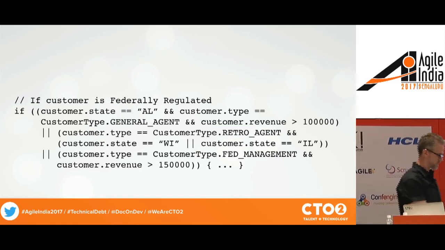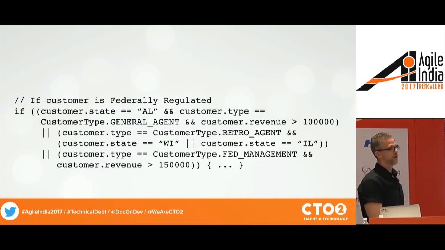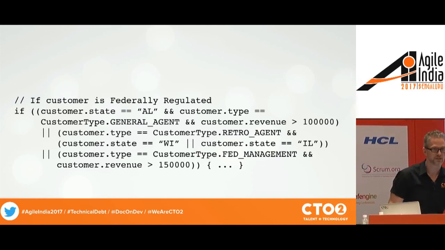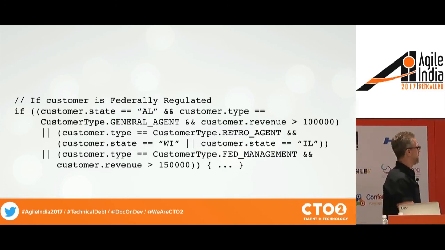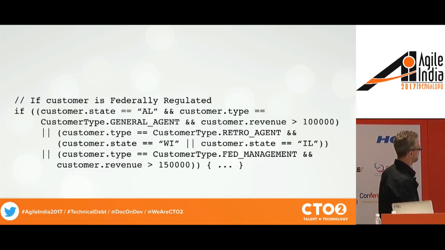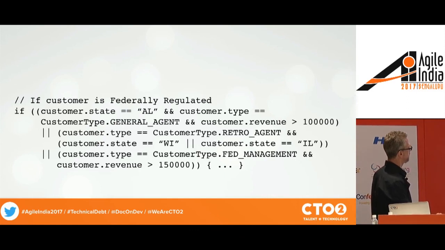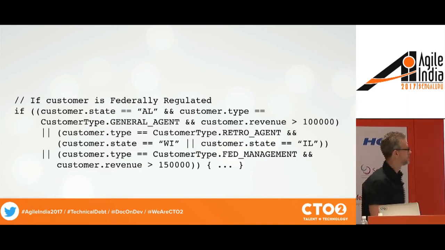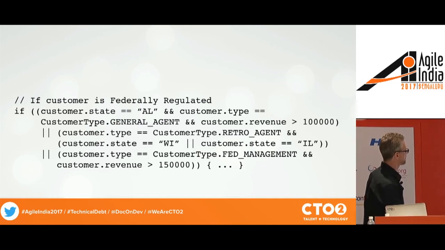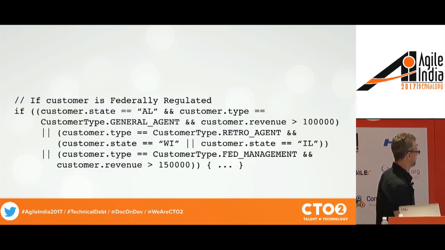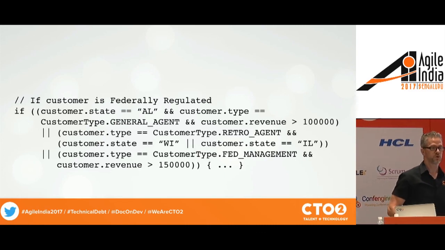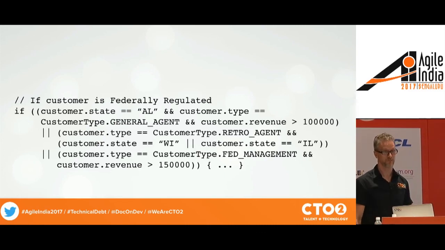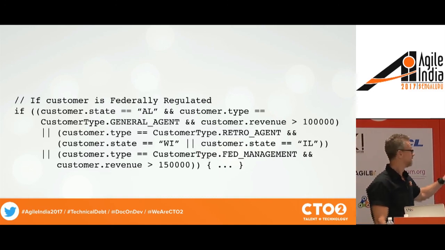The next thing that I notice about this, I don't know, it's a snippet of code, right? So I don't know what object this is in. I don't know what method this is. But there's a couple things I can figure out right away. It sure as hell ain't the customer. And it's probably not customer type, right? Because I'm explicitly referencing those things. But I'm interrogating the snot out of my customer, asking a bunch of questions in order to make a decision. And the decision I'm trying to make is: is this customer federally regulated, right?